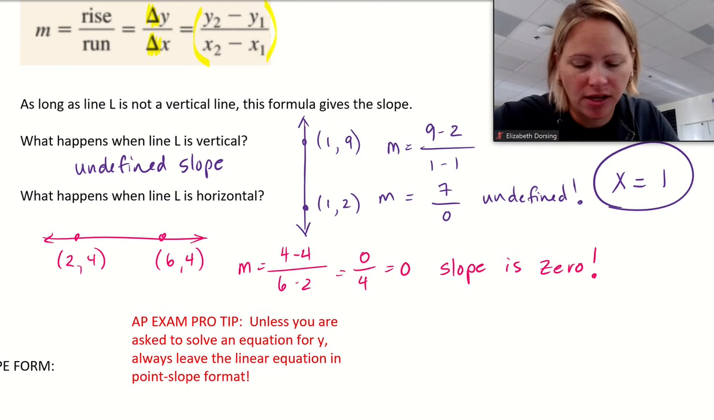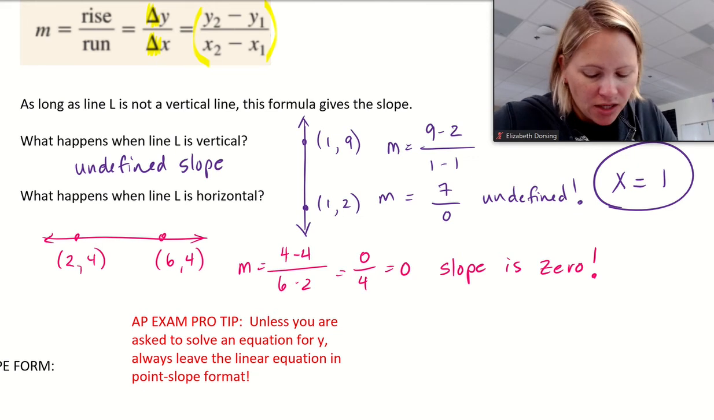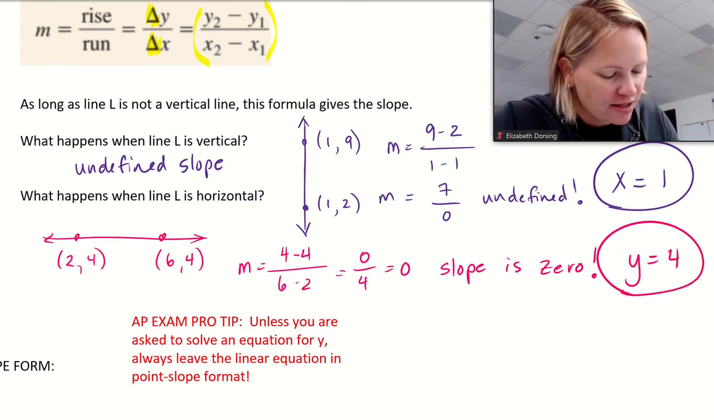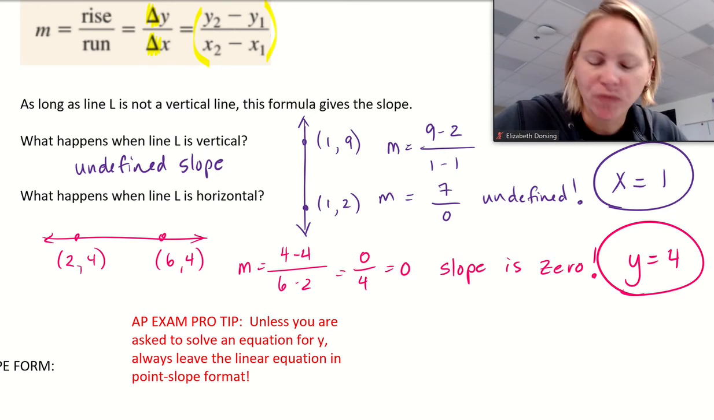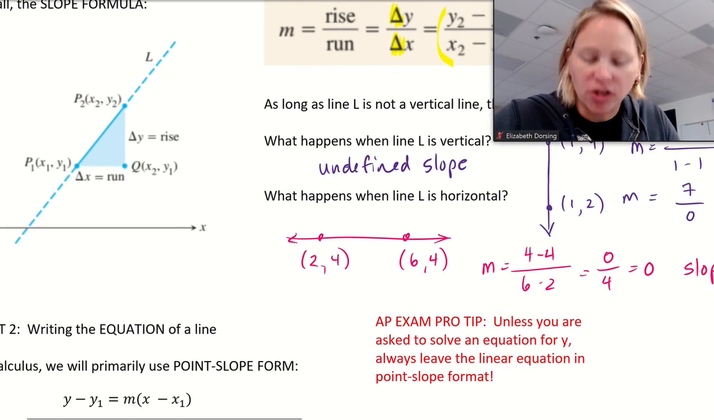So there's my vertical line, because x will be constant in a vertical line. Horizontal line, we think the same way, except it's the y coordinate that's the same. So this equation has y equals 4. So that's a little review of vertical and horizontal lines.